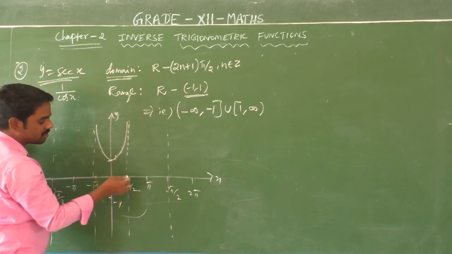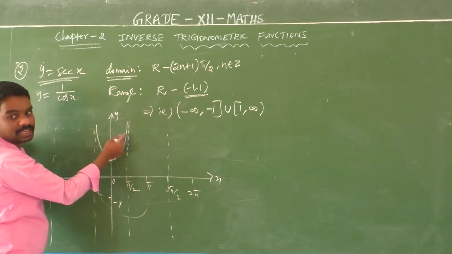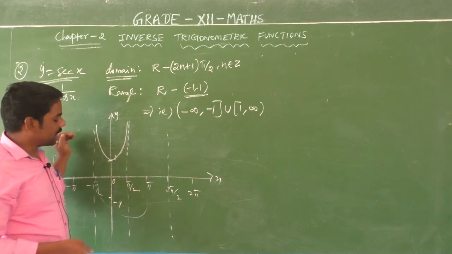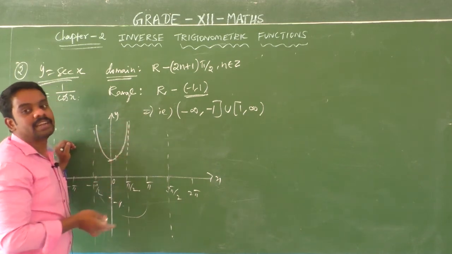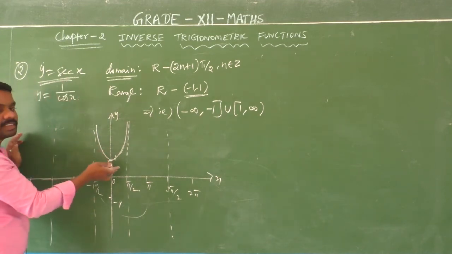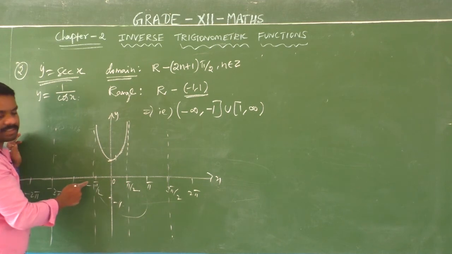This curve does not touch at x equal to pi by 2. This curve does not touch this line; it goes to infinity. At x equal to pi by 2, secant pi by 2 value is infinite. So this curve y equals secant x does not touch at x equal to pi by 2 and x equal to minus pi by 2.